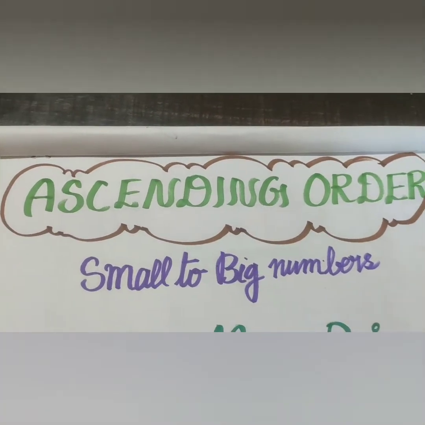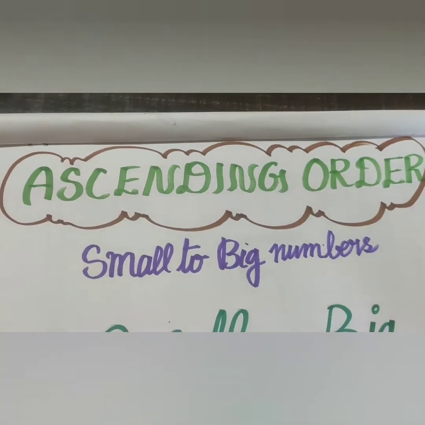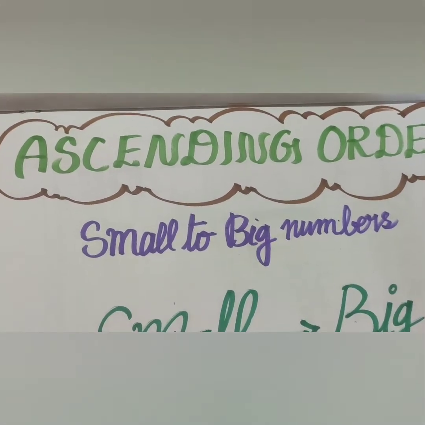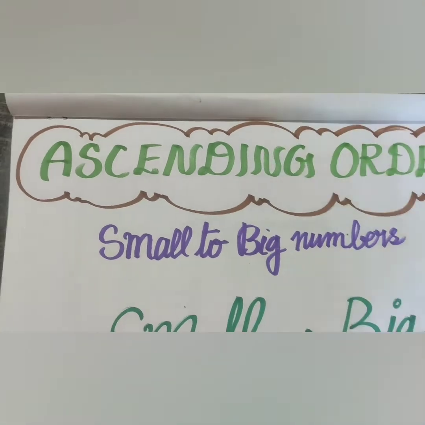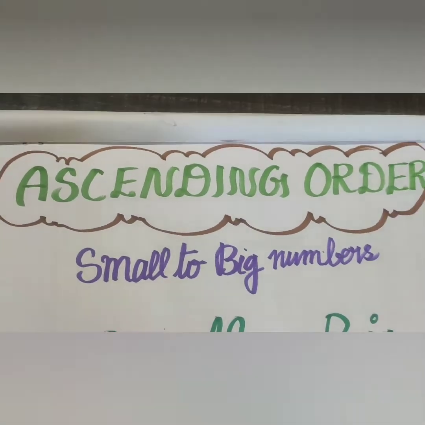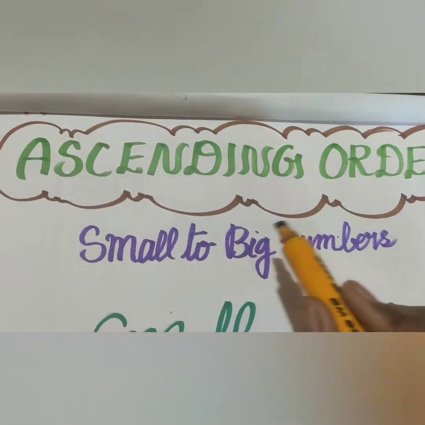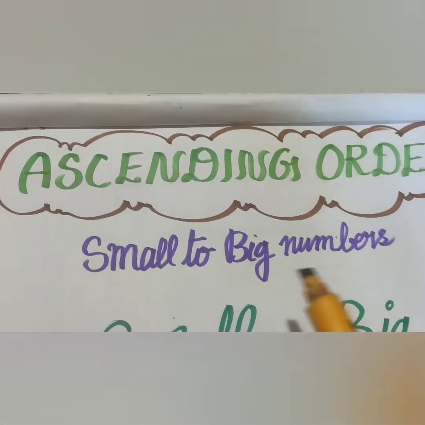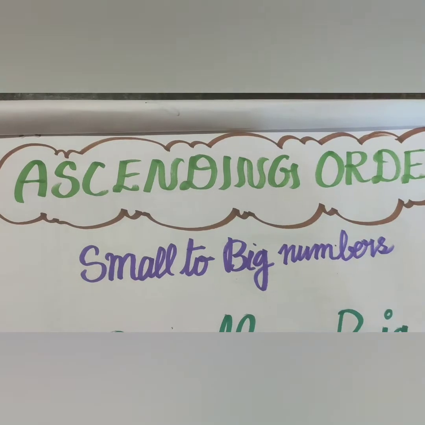What is the meaning of ascending order, children? It's very easy. Once you understand, you can do it very well. Let us see about that. Ascending order. What is the meaning of ascending order? It means small number to big number. You are going to arrange the numbers from small number to big number.